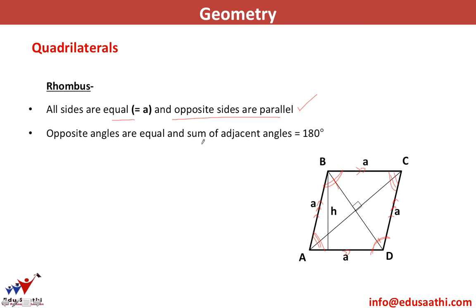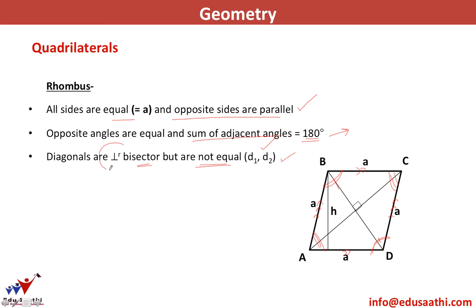And the sum of adjacent angles is 180 degrees. Similar to the case of parallelogram, opposite angles are equal, sum of adjacent angles 180, but none of the vertex angle is equal to 90 degrees. The two diagonals that I can have, diagonals are also not equal in length. So similar to a case of parallelogram, rhombus can be assumed as a mixture of square and a parallelogram. The diagonals are not equal, but the diagonals bisect each other at 90 degrees. This is very important. The diagonals bisect each other at 90 degrees.